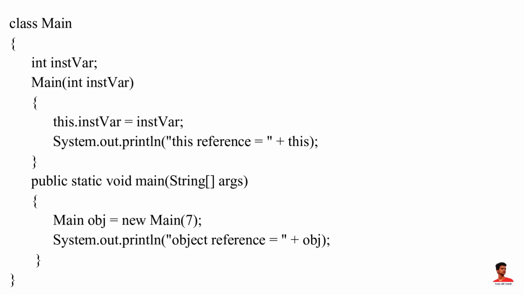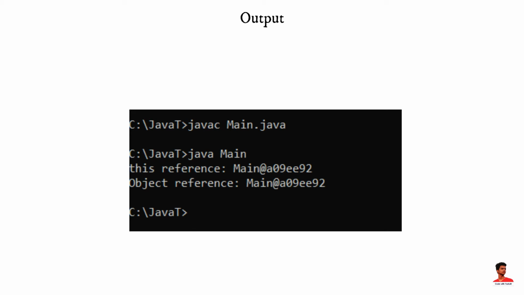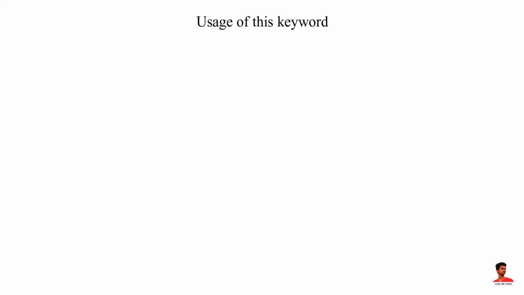in this example, we have created an object named obj of the class main. We then print the reference to the object obj and this keyword of the class. Here we can see that the reference of both obj and this is the same. It means this is nothing but the reference to the current object. These are the uses of Java this keyword.